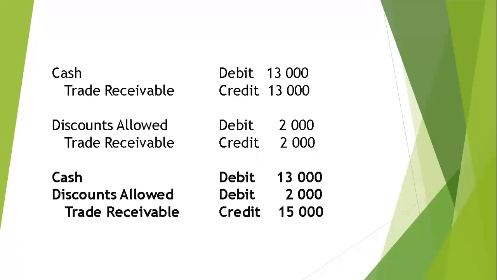But you should know that we won't write these two transactions separately. We are going to join them. So totally, when we add these items, we are going to debit cash by 13,000. The next step, we are going to debit discount allowed by $2,000 and we are going to credit trade receivable by total 13 plus 2, that is 15,000.